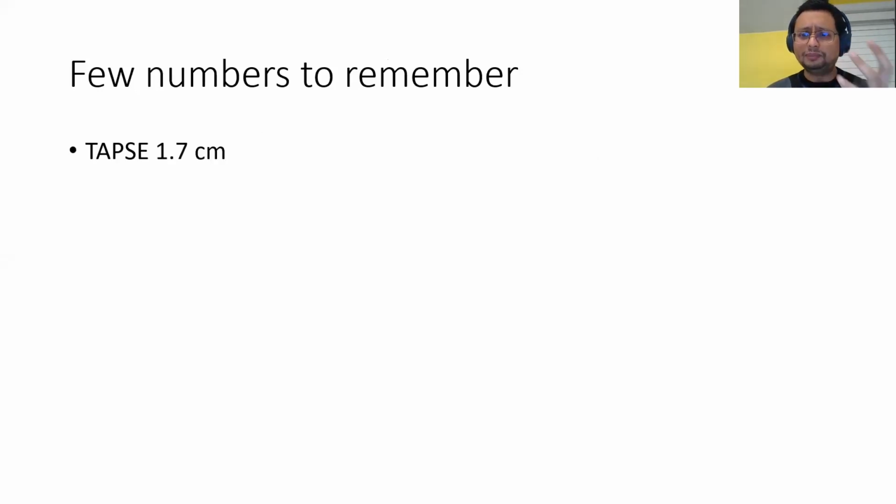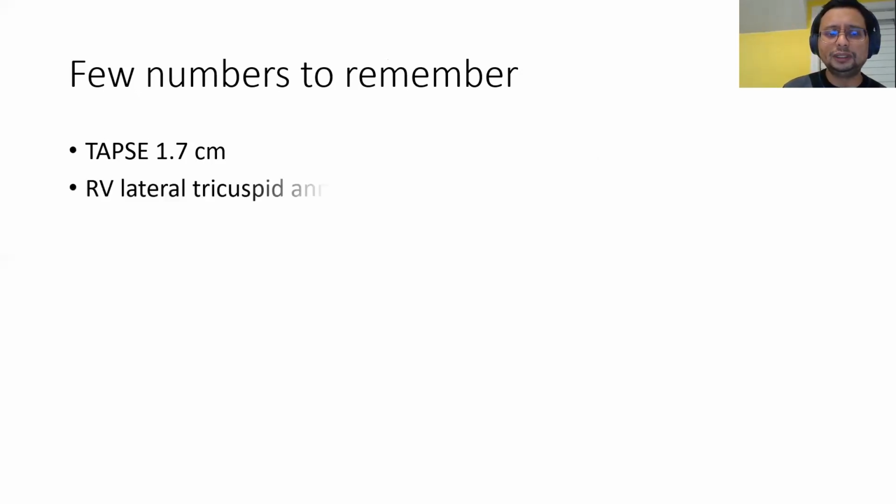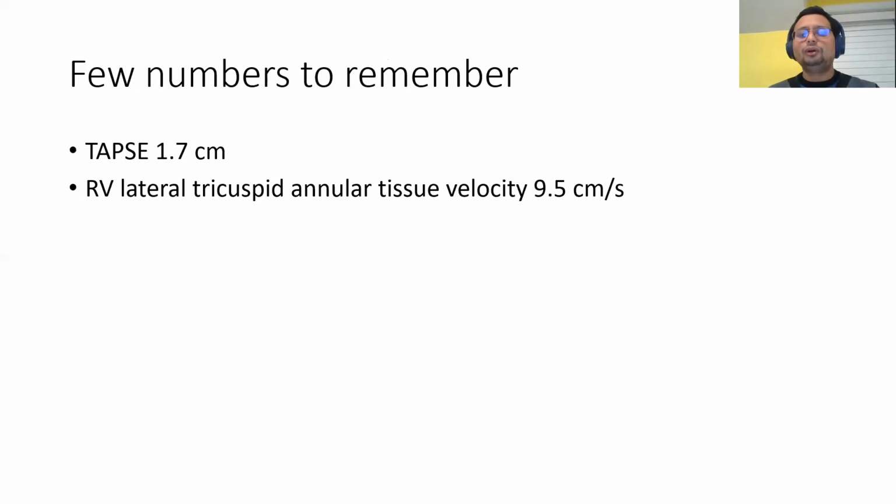Number one, TAPSE. TAPSE is tricuspid annular plane systolic excursion, meaning how far the tricuspid annulus moves during systole. The further it moves, the more normal it is. So anything that is more than 1.7 centimeters is considered normal. Now, not only do we measure the distance, we also want to measure the velocity, how fast it goes. So anything that is more than 9.5 centimeters per second, S prime, is considered normal.